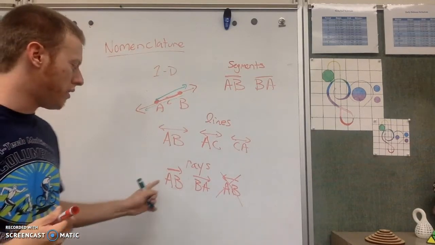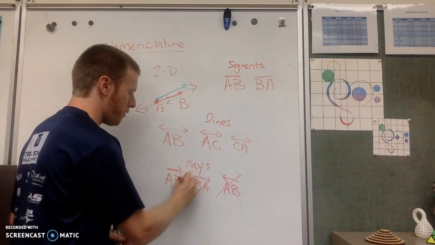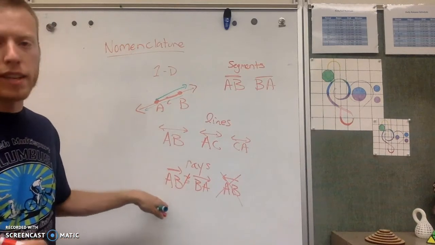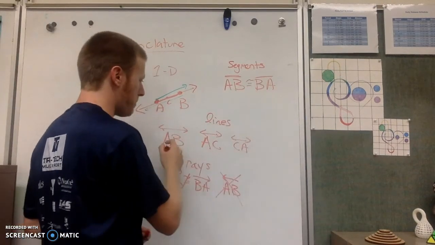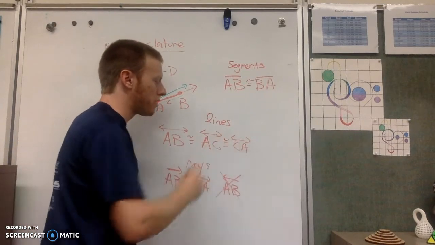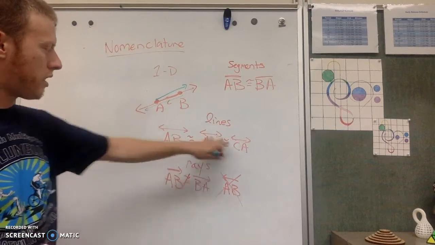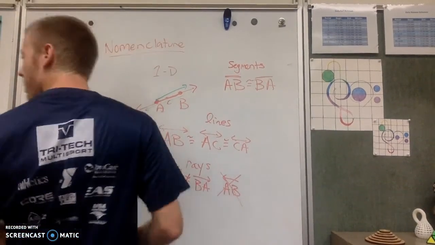Okay, so really rays are the only ones that you have to kind of keep an eye out for. These two are not going to be the exact same ray, but these two are going to be the same segment, and these three are really going to be all the same line. Okay, that's just the congruency symbol. Don't worry about that too much. We'll get to that in a bit.